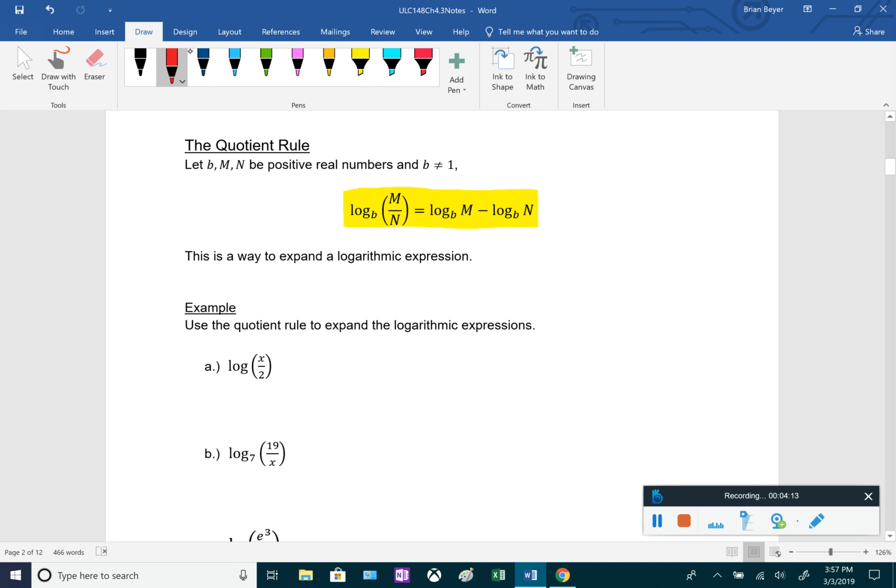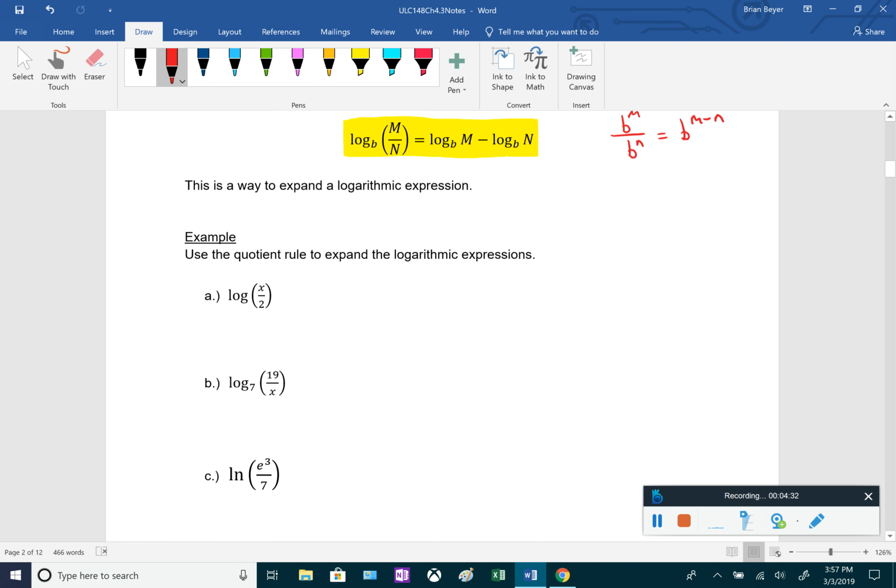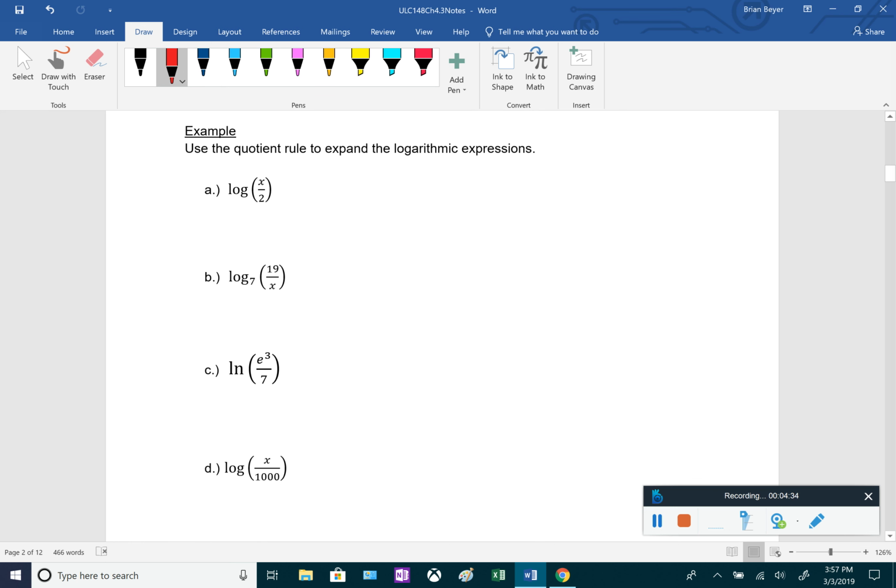What this one comes from is, once again, exponential rules. If we have b to the m over b to the n, that's going to be b to the m minus n when we combine them. Once again, this is one way that we can expand logarithmic expressions. So let's do some examples. Let's use the quotient rule to expand these.